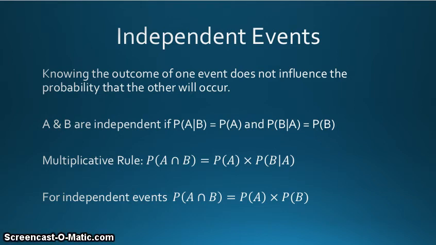And recall that the multiplicative rule told us that the probability of A intersect B is equal to the probability of A times the probability of B given A. So when we have independent events, that means the probability of A intersect B is equal to the probability of A times the probability of B, only if we have independent events. Let's look at some examples of independent events or not independent events.